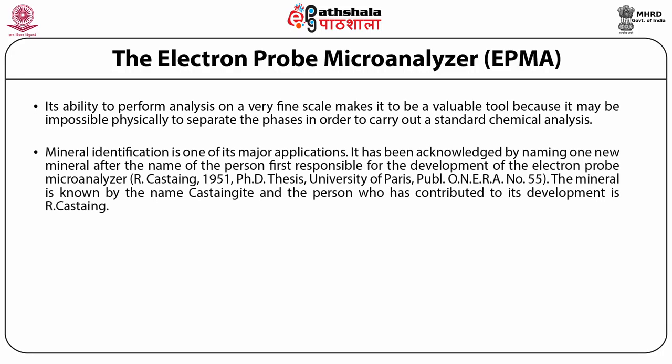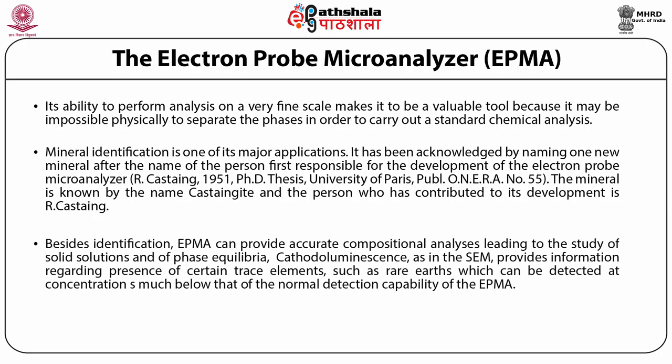Mineral identification is one of its major applications. It has been acknowledged by naming one new mineral after the person first responsible for the development of the electron probe microanalyzer, that is R. Castaing, in 1951, PhD thesis, University of Paris, publishers ONERA number 55. The mineral is known by the name castaingite, and the person who has contributed to its development is R. Castaing.